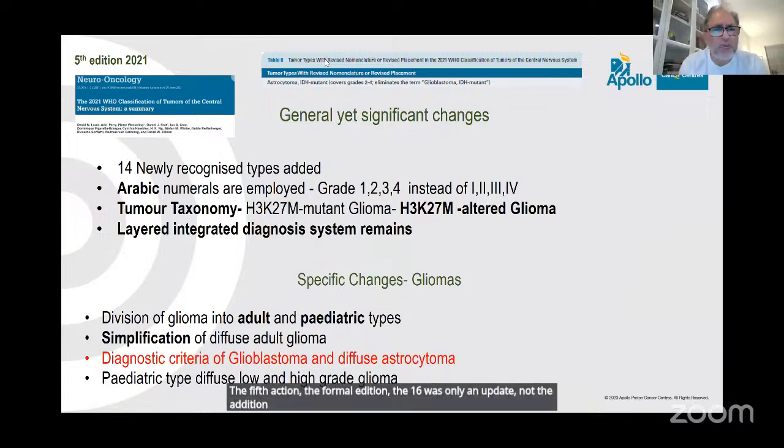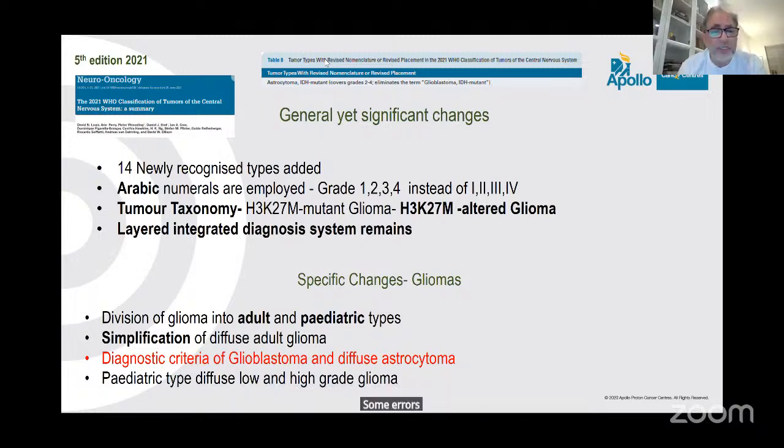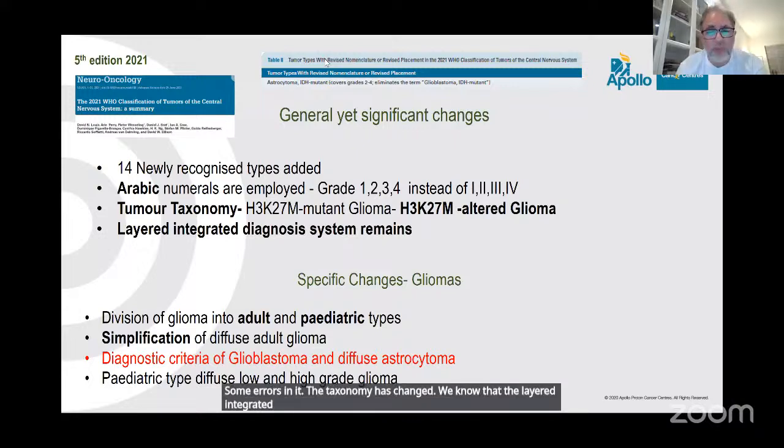And in general, the changes are, there are new recognized types, very important, and also, from our colleagues from neurosurgery, the Arabic numerals are employed instead of the Roman numerals because there used to be sometimes some errors in it. The taxonomy has changed. We know that the layered integrated diagnostic system remains the same.